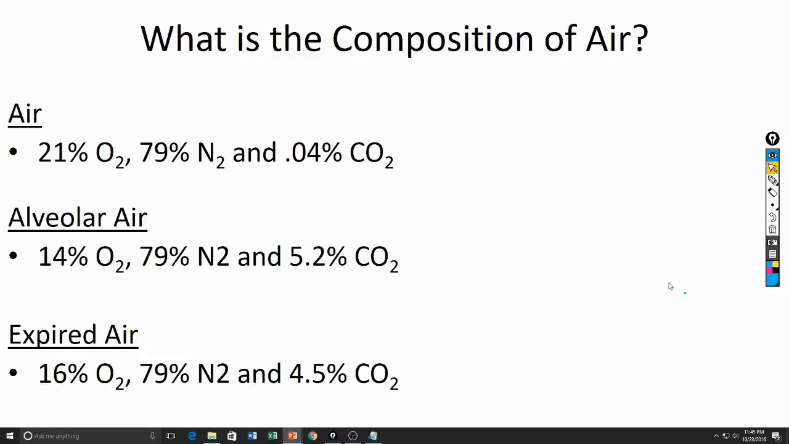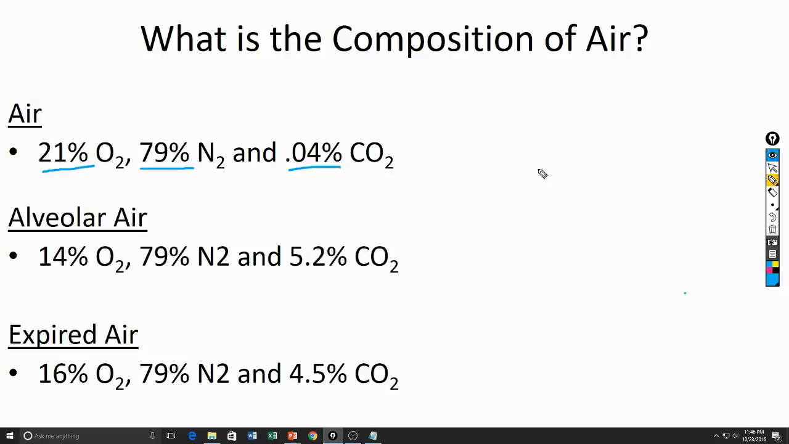Okay, so the composition of air. The air you're breathing right now is probably about 21% oxygen, a little under 80% nitrogen, and a very small percentage of CO2. Because there's always carbon dioxide in the air, just very, very little bits of it. Much less than 1%.